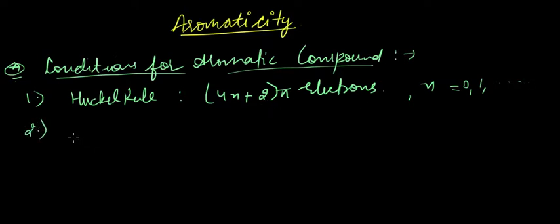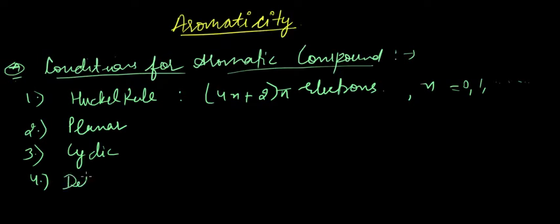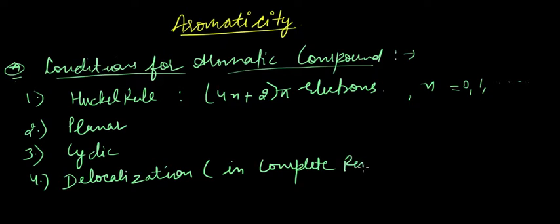Second rule is it should be planar, the compound should be planar. Third rule is it should be cyclic, and fourth rule is it should have delocalization of pi electrons, or simply delocalization. Okay, so delocalization I mean in the full ring, in the complete ring. The complete ring should be part of the delocalized pi electrons moving around in the entirety of the compound.